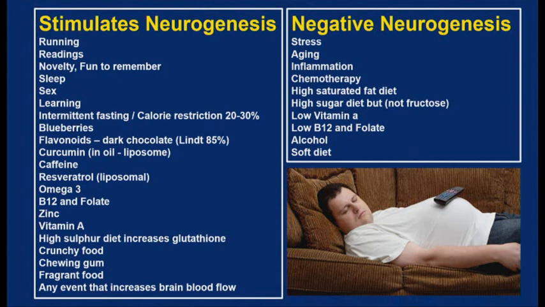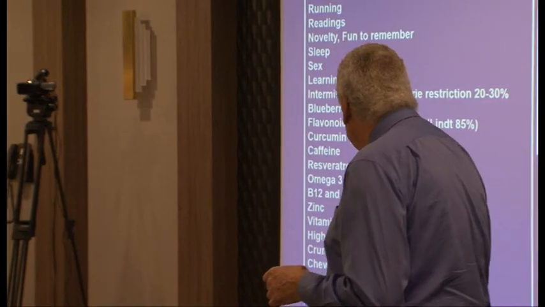Learning, intermittent fasting. That's the bit where you can only eat for sort of 8 hours of a day or whatever, or calorie restriction. A 20 to 30% reduction of calories stimulates neurogenesis. Blueberries, but I wouldn't put blueberries, I'd put bilberries in there. Fisetin compounds, blueberries are just largely a waste of time.